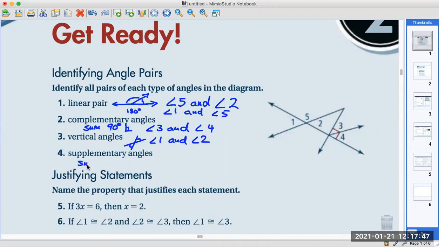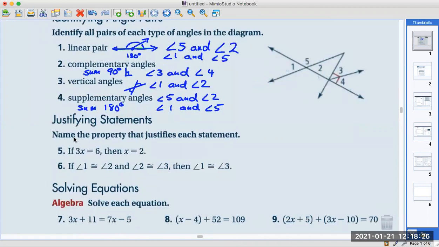Supplementary angle, the sum is 180, and they don't have to be attached to each other. Like a linear pair has to have a common vertex. This is called a common vertex right here. Supplementary, they don't have to have a common vertex. They can be two separate angles, but I don't see anything. So I'm going to use the same again, angle 5 and 2. Those are also supplementary. And angle 1 and 5 are supplementary.